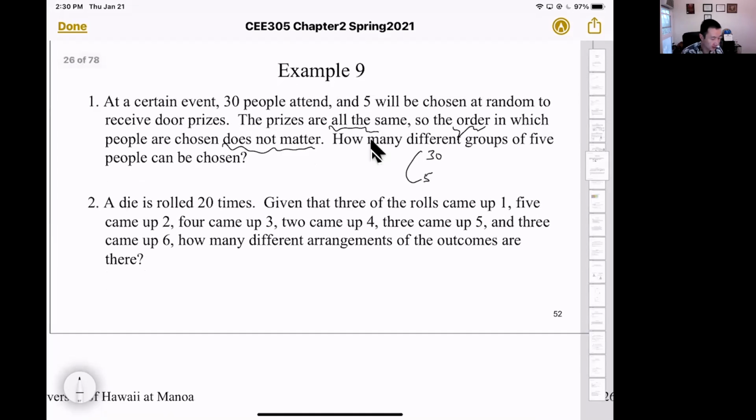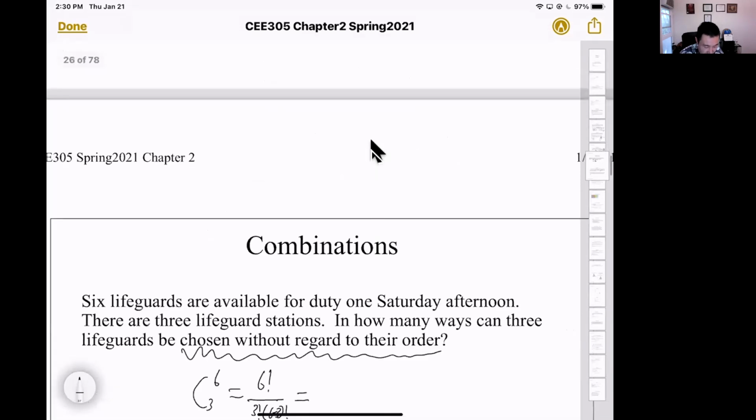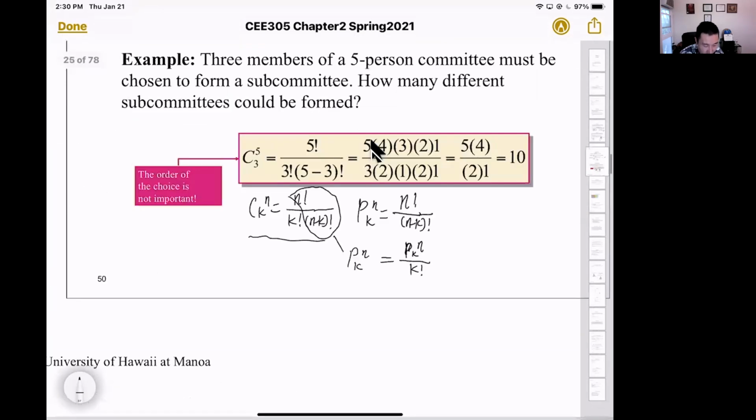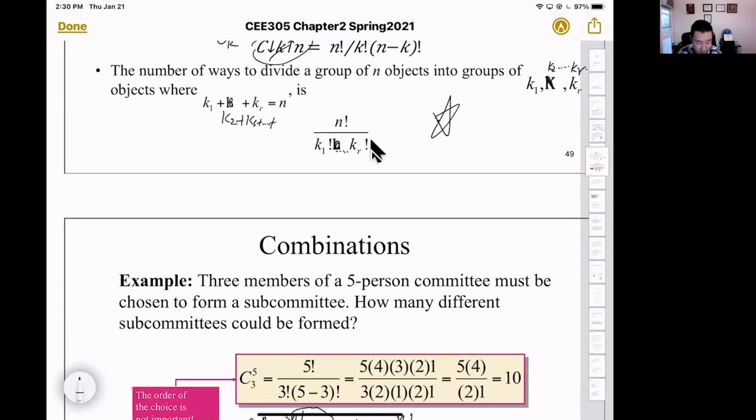The next example uses a special situation. The number of ways to divide a group of n subjects into groups of K1, K2, up to KR, when K1 plus K2 plus up to KR is equal to n.